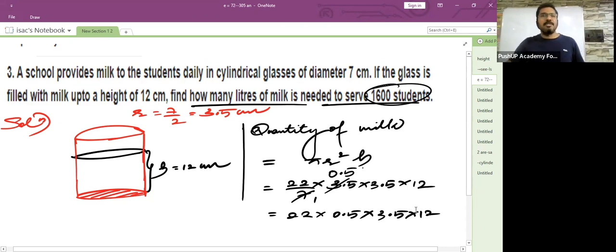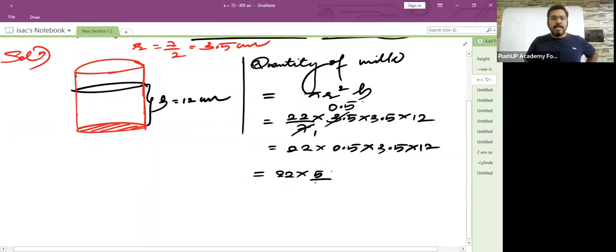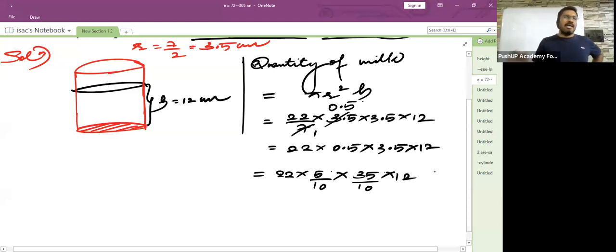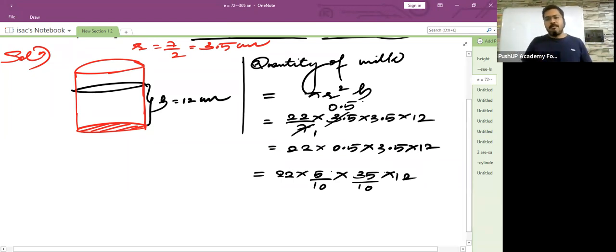And you all know how to simplify numbers where decimal points are there. How do we do it? Just multiply the numerator and denominator with 10. Isn't it? Can't I write 0.5 as 5 by 10? Can't I write 3.5 as 35 by 10? Yes, multiplied by 12. So rather than using decimal points, I think you can use fractions to solve.